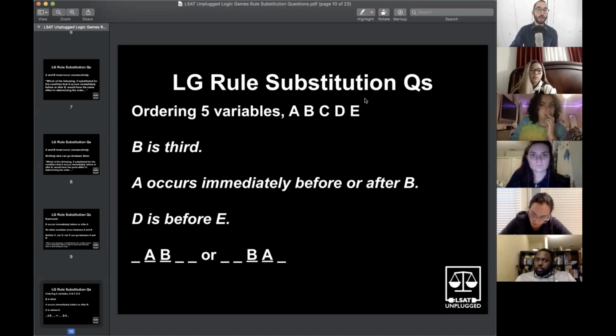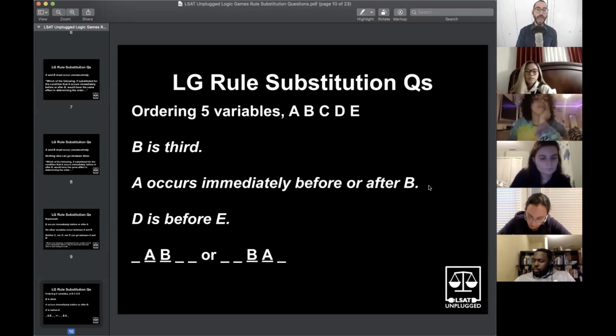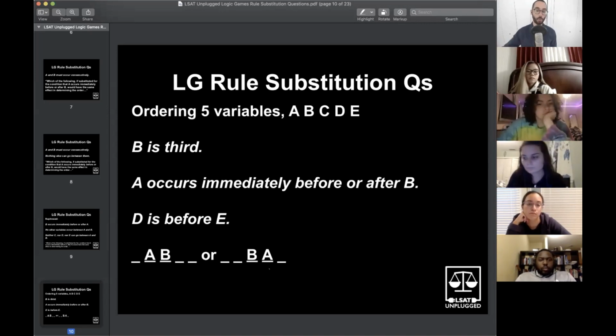Okay, cool. So now here's a little setup, a little drill. Let's say we have the 5 variables, A, B, C, D, E. We're putting them in order. B is third, A is immediately before or after B, and D is before E. So I've just laid out part of that. I've laid out 5 slots. If B is third, plopping that down, 2 different possible layouts. A is immediately before B on slot 2, or A is immediately after B on 4. So A is on 2 or 4, and B is third no matter what. 2 different main diagrams, 2 different possibilities.